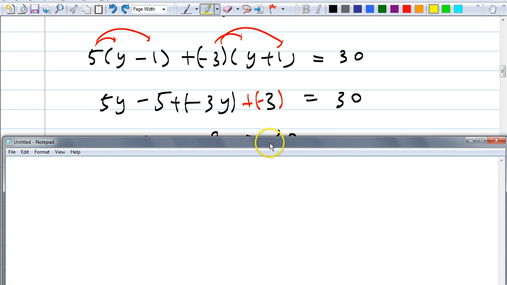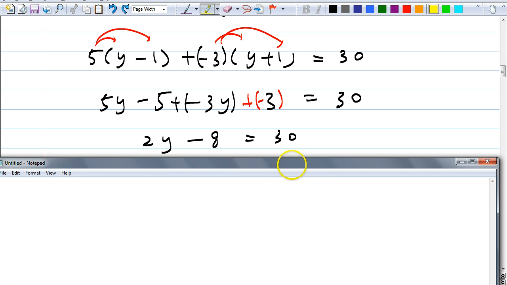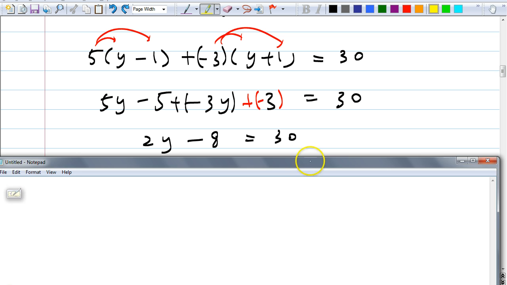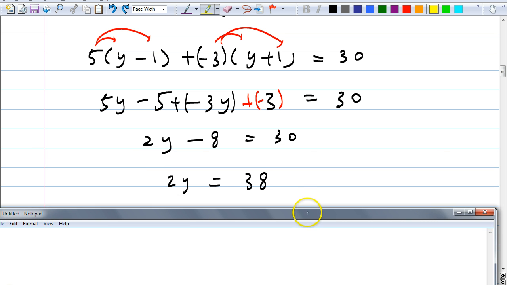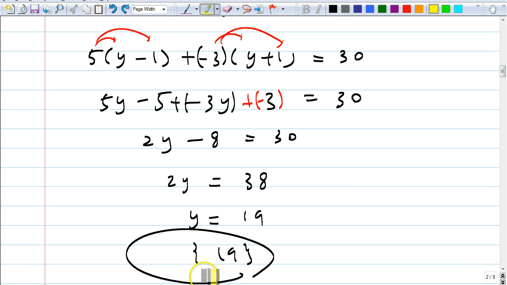So when you distribute, we get this. What do we get on the left side here? Bella, when you simplify the left side, what do we get? 2y minus 8. Equals? 30. Good. And of course, you add 8 to both sides. And you divide both sides by 2. How many people got 19? That's the answer. Very good. And I wrote, you could put them into set notation or just write y equals 19. They're the same. Okay, let's move on.